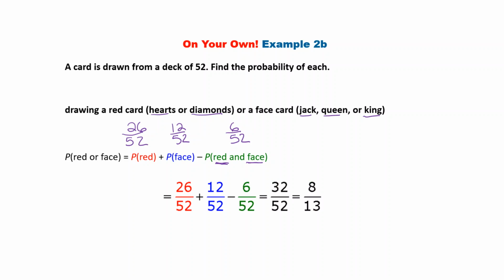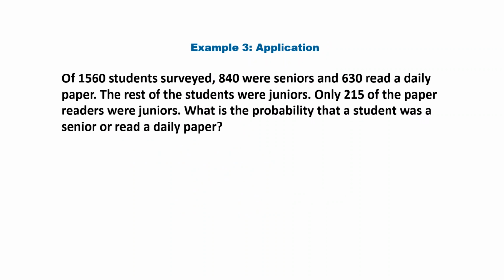All right, so now when we go ahead and add all that together and then subtract, we end up with 8 out of 13, and that's our probability. All right, let's take a look at example number 3 now.